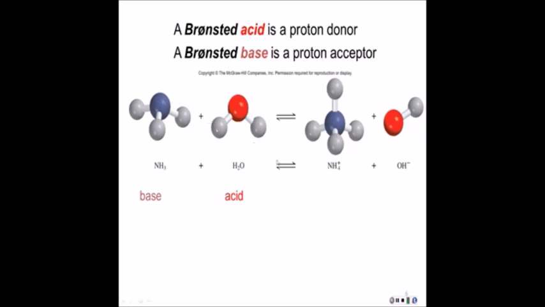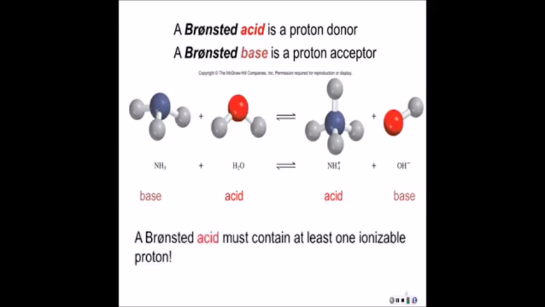But we also have a reversible reaction here. You notice the double arrows indicate it's weakly reacting, but it also reacts in the reverse direction. So in the reverse direction, the ammonium ion is the acid, and the hydroxide is a base. So here, in a Bronsted acid-base system, we have two acids and two bases.